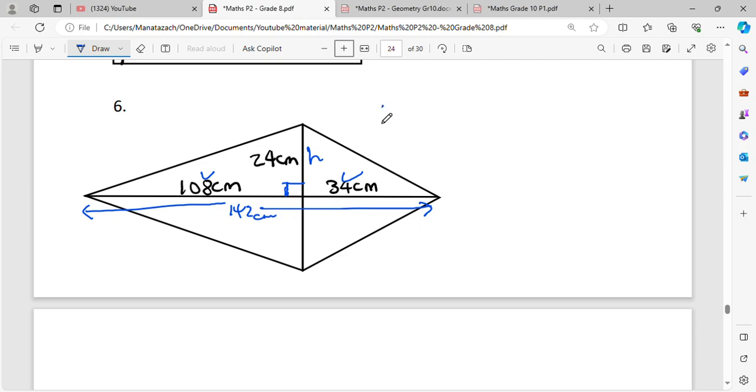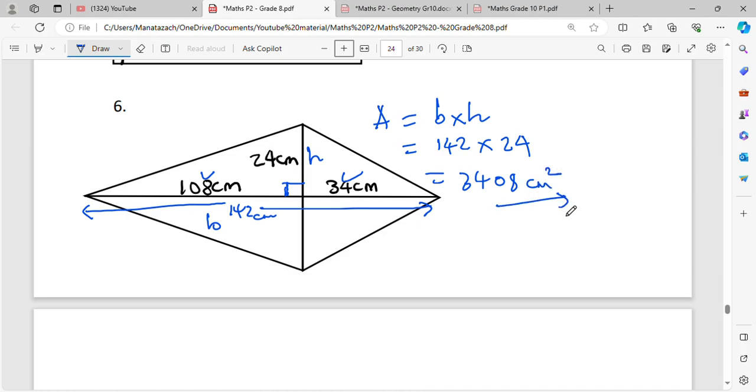So remember we said this one is a base. The area of a kite is base times height, right? So the base is 142, height is 24. So the area will be 3408 squared centimeters.